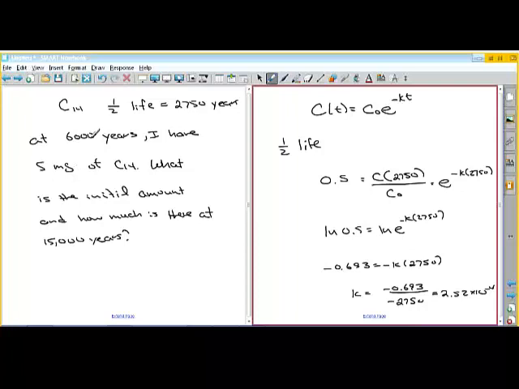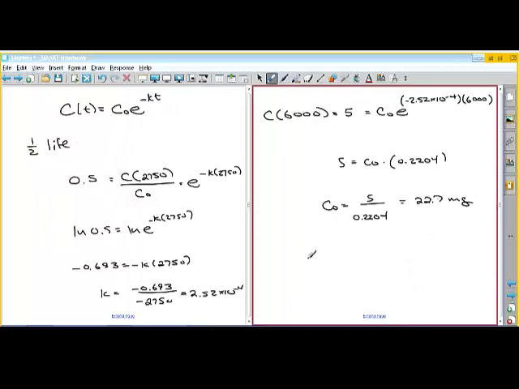So since we were at 6,000 years, which is more than the half-life, it should be more than double of this. So it's in the order of what I would expect. Now we have the fully defined equation. The question of how much did we originally have: we had 22.7 milligrams, so that's C0. And now we have our fully defined equation.